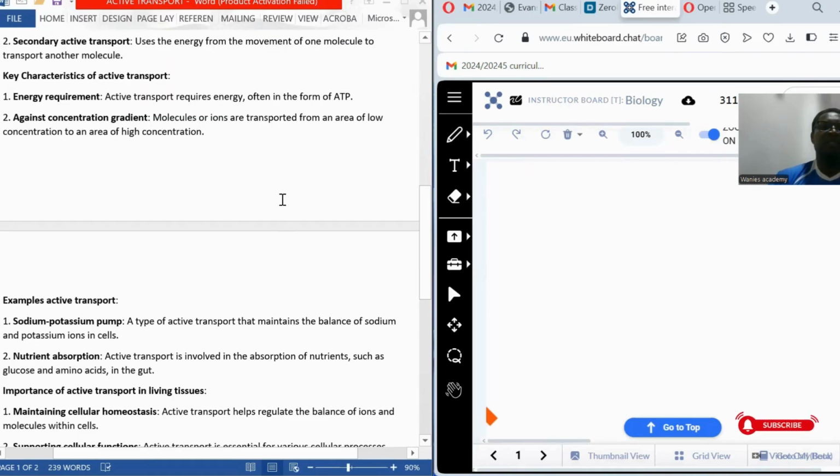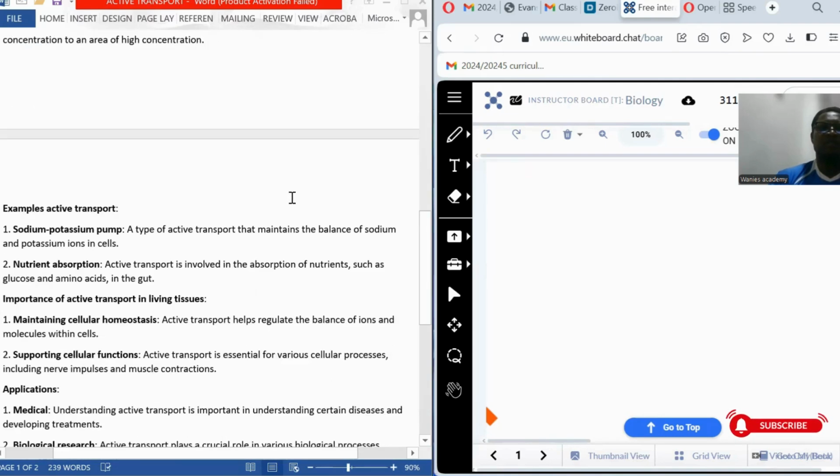It also needs a concentration gradient. For active transport to occur, it must move against a concentration gradient. So molecules or ions are transported from one area to the other, from a low concentration to a higher concentration. That is actively noticed in diffusion, where molecules move from a region of higher concentration to low concentration, or from a region of low concentration to higher concentration.